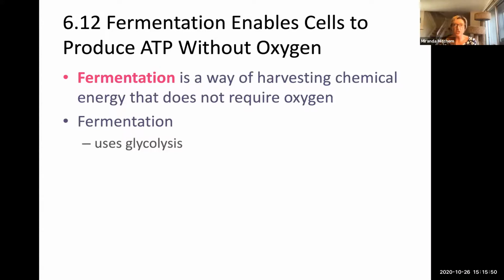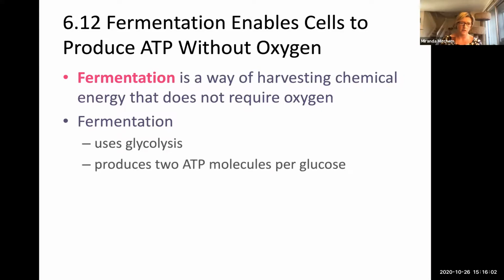Now, fermentation does use glycolysis. So stage 1 glycolysis is utilized in both aerobic and anaerobic cellular respiration, otherwise known as fermentation. So we do produce 2 molecules of ATP, a net production of 2 ATP for every 1 glucose. Glycolysis is glycolysis.